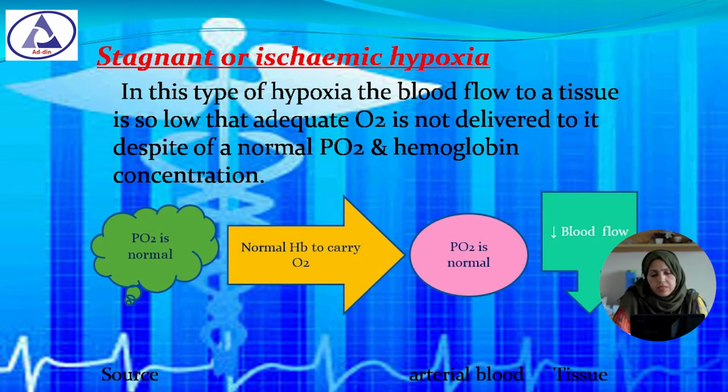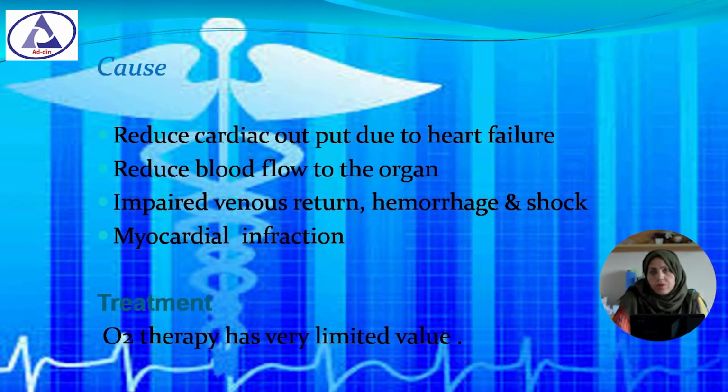Stagnant hypoxia. In this type of hypoxia, the blood flow to the tissue is so low that adequate oxygen is not delivered to it, despite normal partial pressure of oxygen and hemoglobin concentration. The causes of stagnant hypoxia are reduced cardiac output, reduced blood flow to the organ, impaired venous return, and myocardial infarction. Oxygen therapy has limited value.